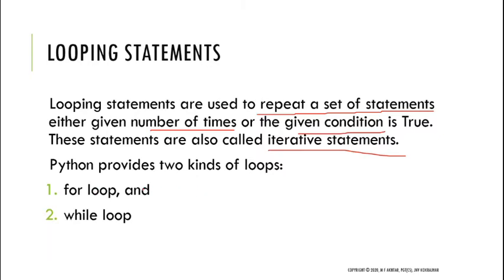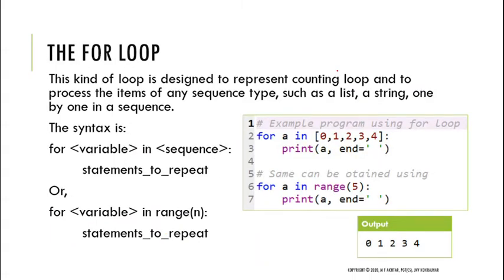There are two types of loops in the Python language, the for loop and the while loop. The for loop is designed to represent counting loops and to process the items of any sequence type, such as a list or a string, one by one in a sequence. We already know the sequence types in Python: list, string, tuple, dictionary, sets. To display the values one by one, this for loop is very useful, because it is designed to process the items of any sequence type.